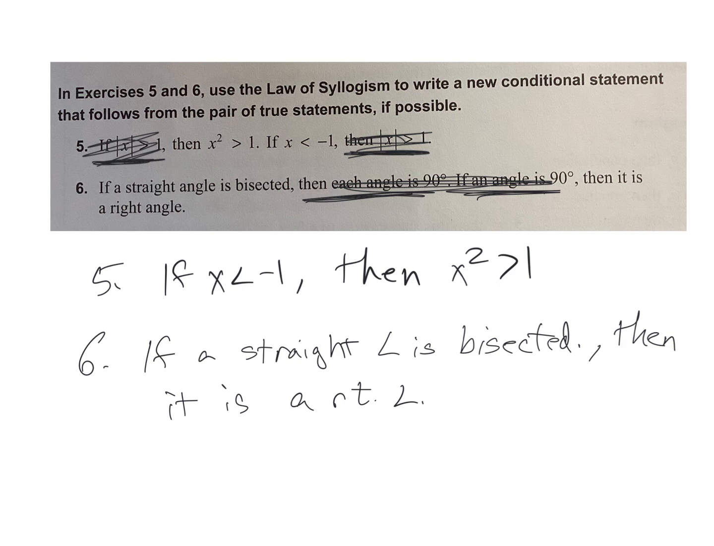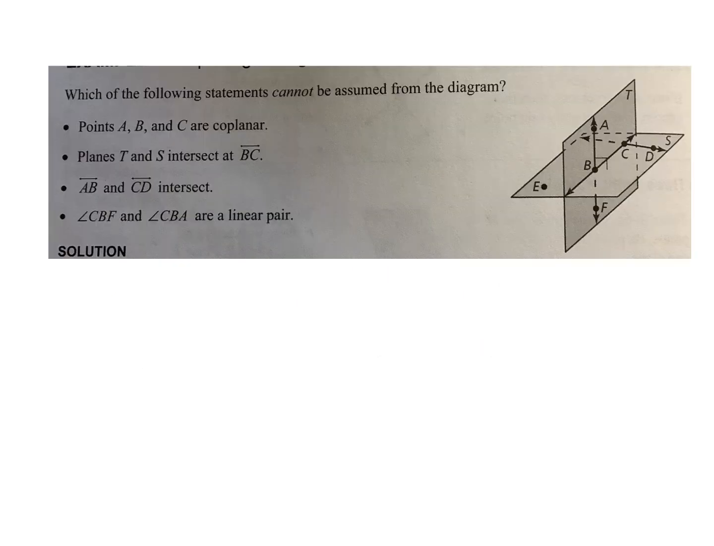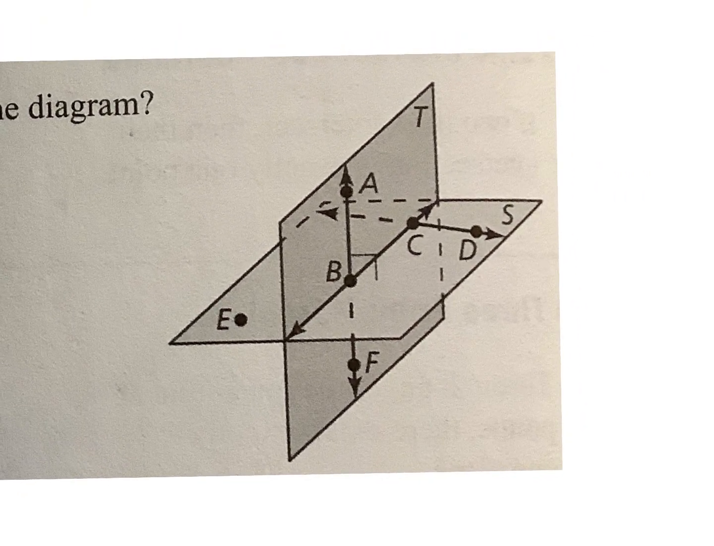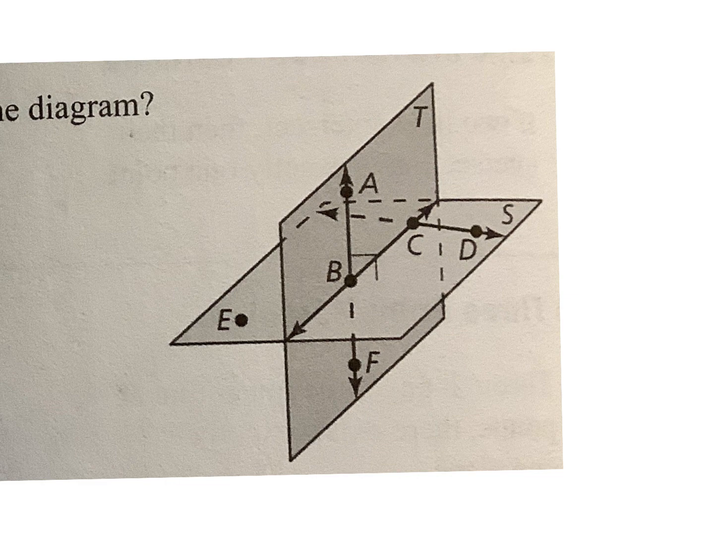All right, last one. Which of the following statements cannot be assumed from the diagram? We'll just say number 1, 2, 3, and 4. So number 1, everybody do number 1. Just say yes or no. Can it be assumed? Yes or no on your paper. So I can blow this up while you're answering. A, B, and C. Are they coplanar? Say yes or no on your paper.